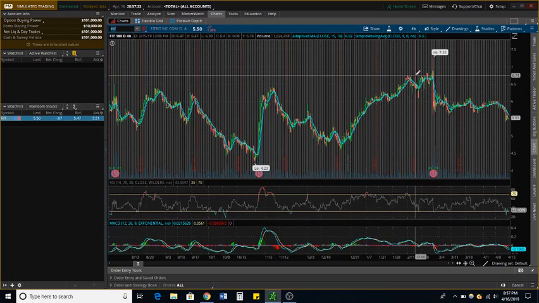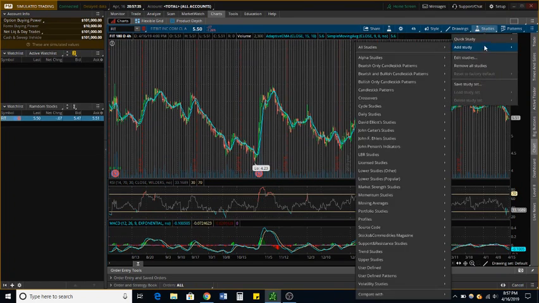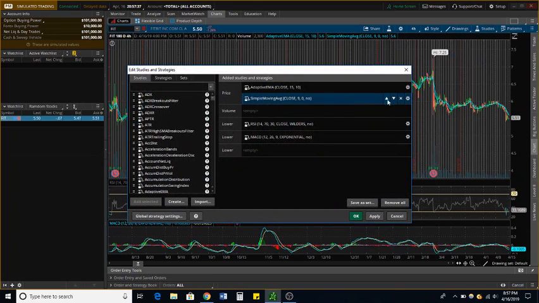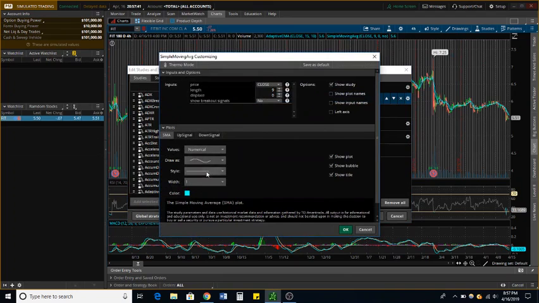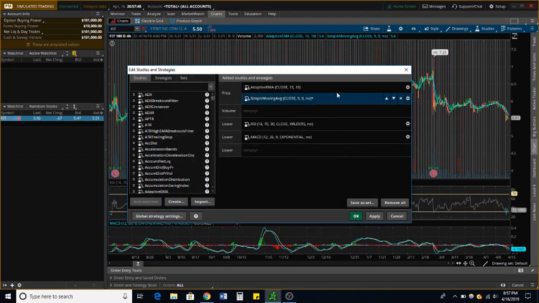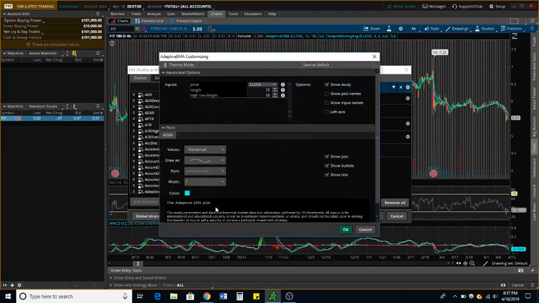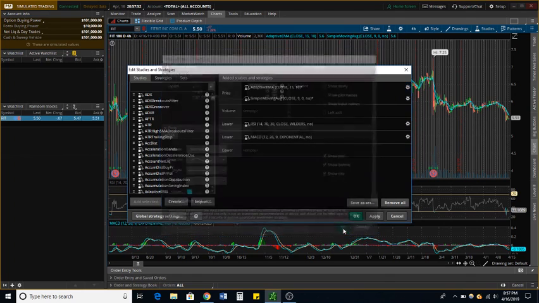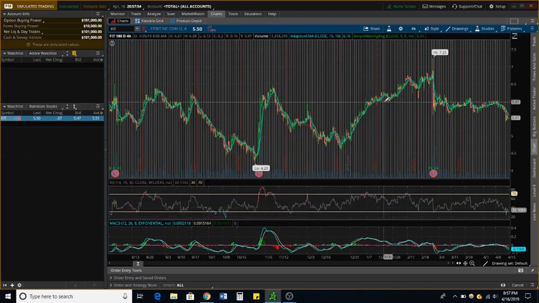Okay, so I was going to change the colors. Let me do that right now. Edit, study, draw out, color, make it green. And the EMA, it's blue. Nice. Okay, so that's nice. It's the 180-day chart.